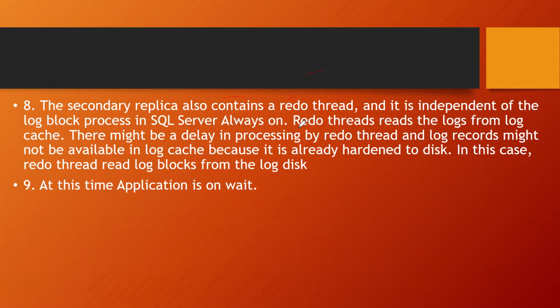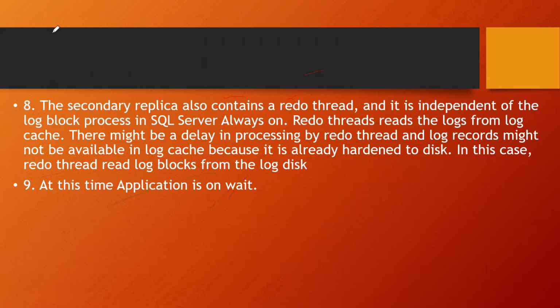The redo thread reads the log from the log cache. There might be a delay in the processing by the redo thread, and the log record might not be available in the log cache because it is already hardened to the disk. In this case, the redo thread reads the log blocks from the disk, right? From the disk. At this point, the application will go into the wait state.